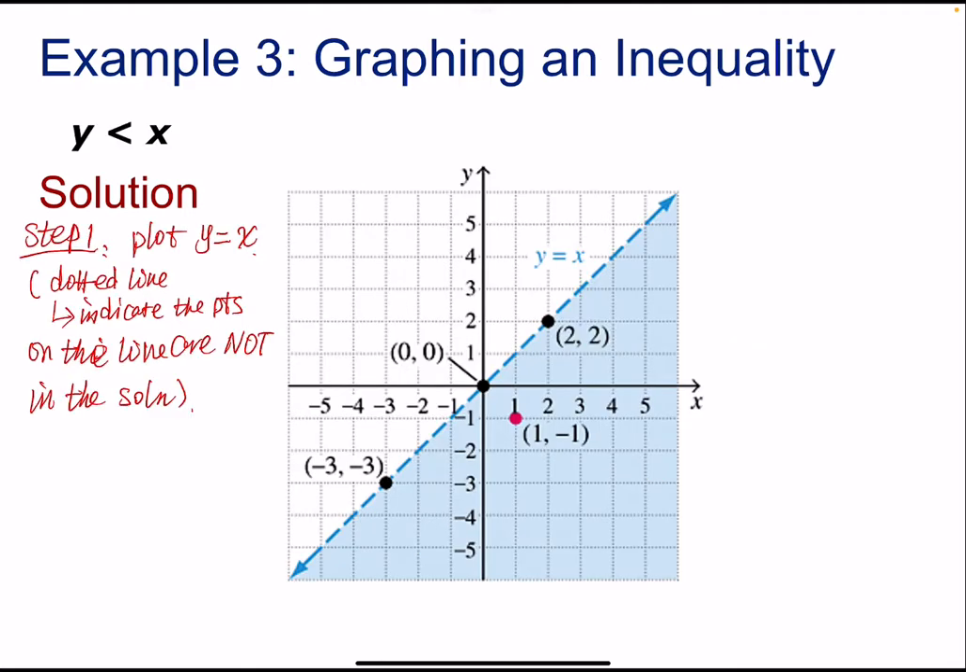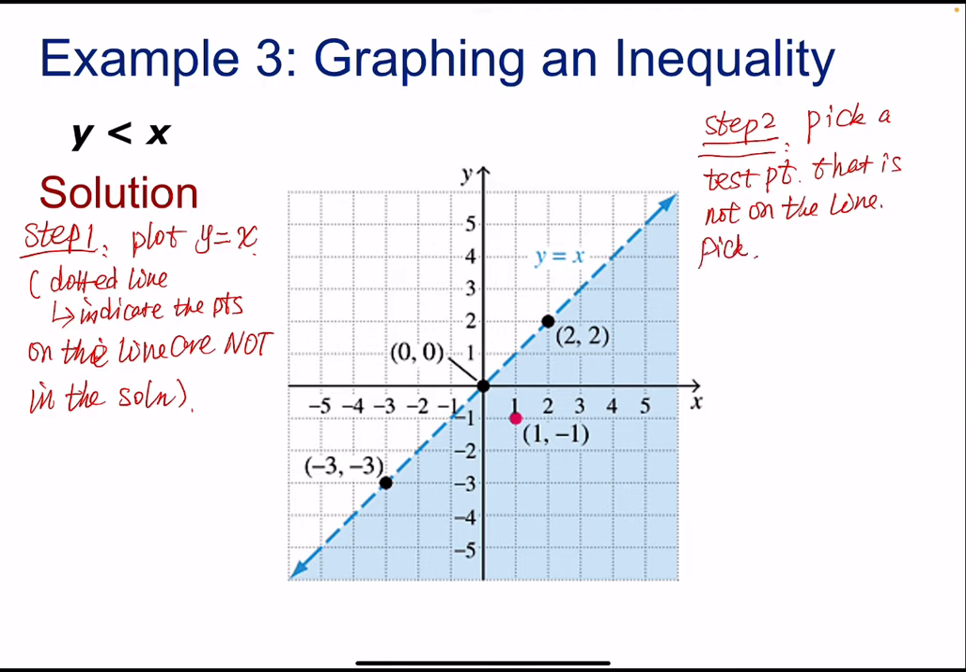Okay. Now second step, we pick a test point, right? So step 2, pick a test point. Now in this case, we cannot pick the origin because the origin is on the line. So the point has to be not on the line. So here we can pick, for example, the magenta point 1, -1. So pick test point 1, -1.